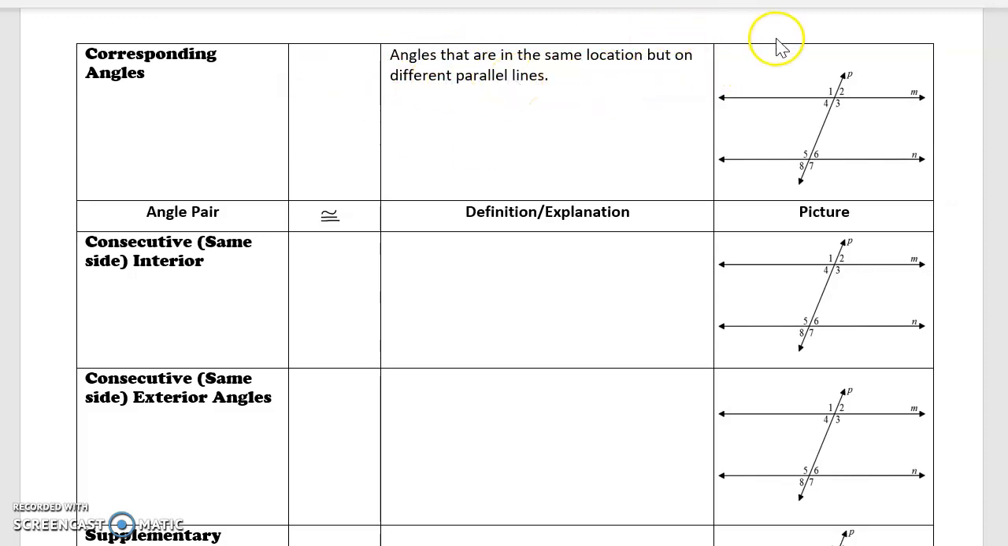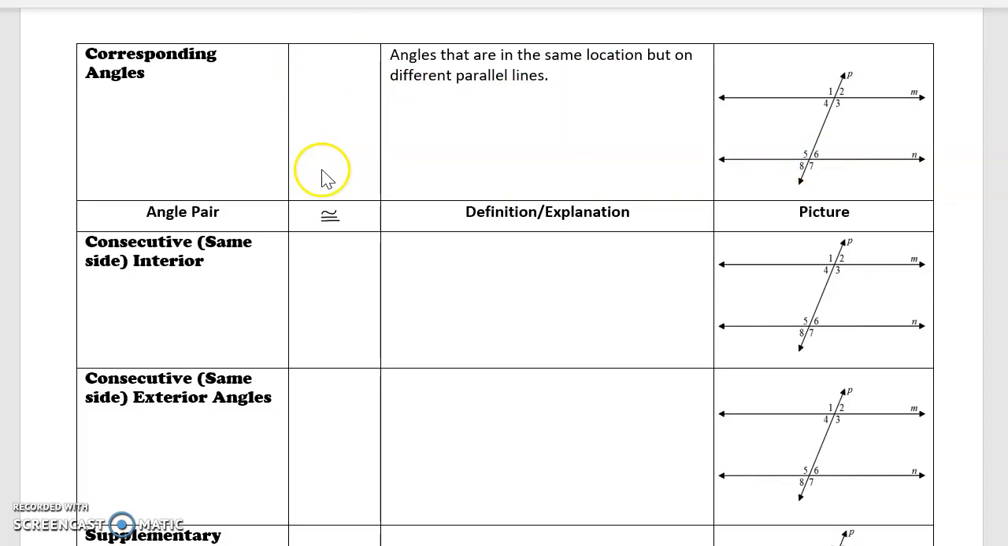So I'm going to say, for example, that I'm looking at angle 1. What other angle is in the same location as angle 1 but on a different parallel line? Line M is parallel to line N. P is our transversal. So what angle is in the same location as angle 1 but on a different parallel line? Same location. So angle 1 is here. If we go to the same location on line N, we have angle P.